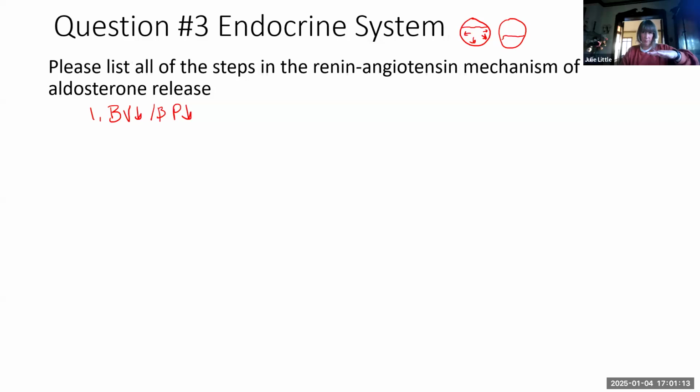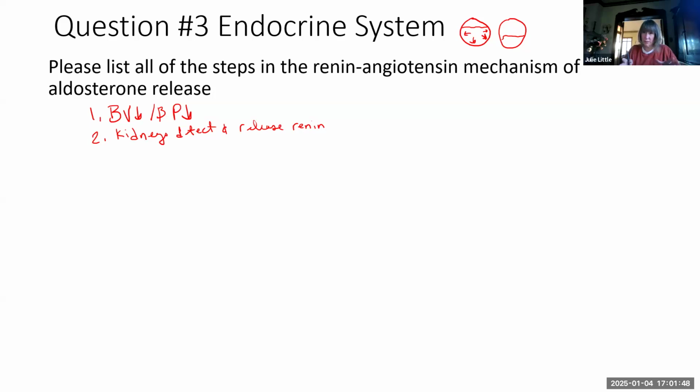If you have a drop in blood volume, you're going to have a drop in blood pressure, but you can't have a drop in blood pressure without a drop in blood volume. So that's why I say if you drop blood volume and blood pressure, that's going to be our main trigger for release here. What's going to happen is the kidneys detect the drop in blood volume and blood pressure and release renin. Renin is a hormone. The kidneys release a hormone called renin.